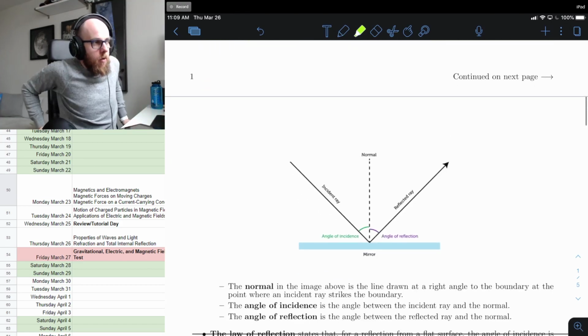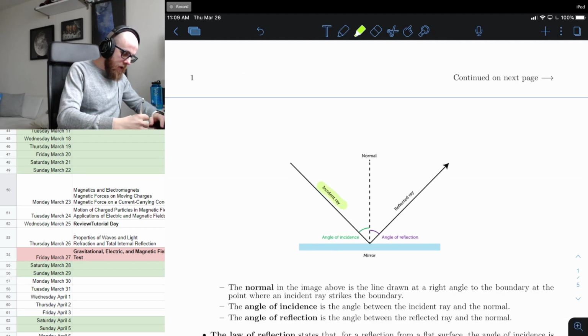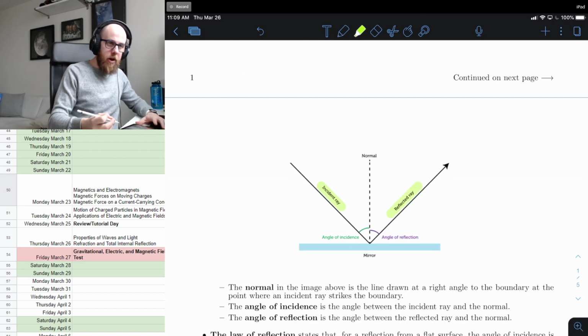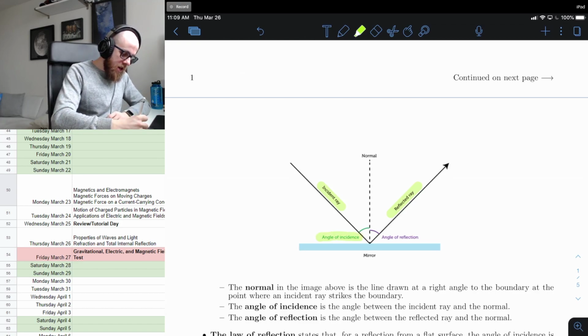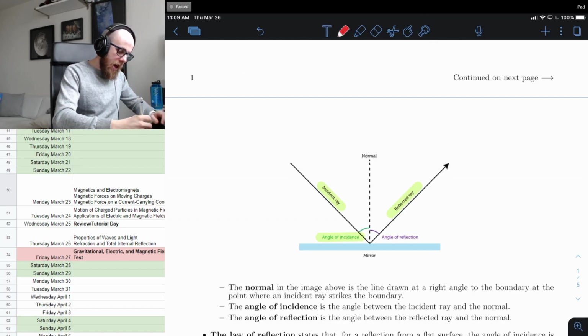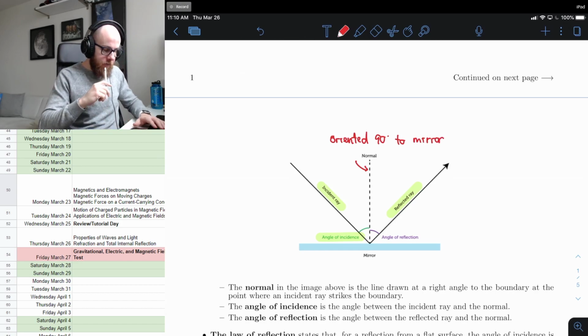Here's a diagram for reflection. Here we have our incident ray. It contacts the mirror and becomes reflected, so the outgoing ray is called the reflected ray. The angle of incidence is the angle measured between the incident ray and this normal line. The normal line is just a line that's oriented 90 degrees to the mirror.